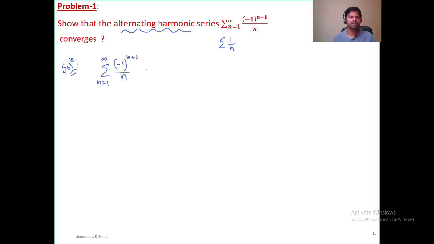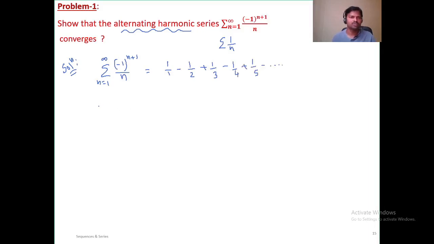Look at the terms once. If n is 1, you get 1 by 1. If n is 2, it is minus 1 by 2. If n is 3, 3 plus 1 is 4, minus 1 to the power 4 is plus, so plus 1 by 3. If n is 4, minus 1 by 4. The terms are alternately plus and minus, and so on. So this is an alternating series. Then go to the Leibnitz test.